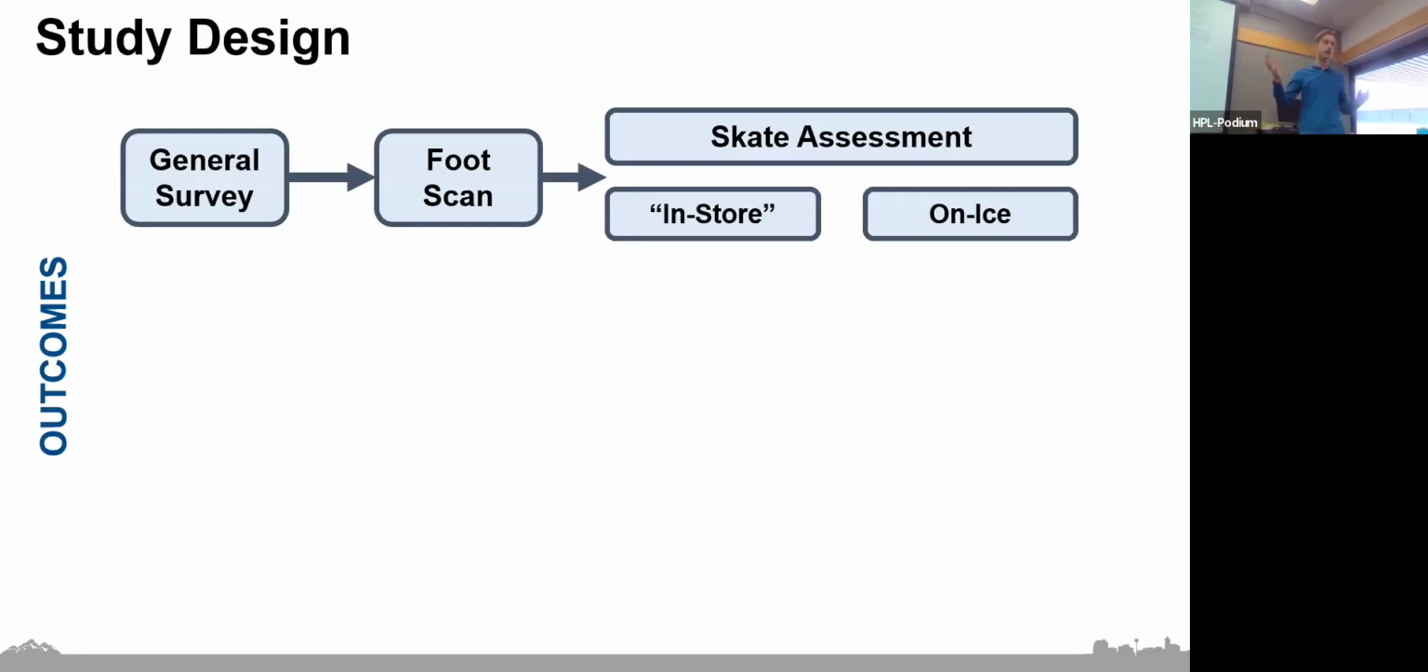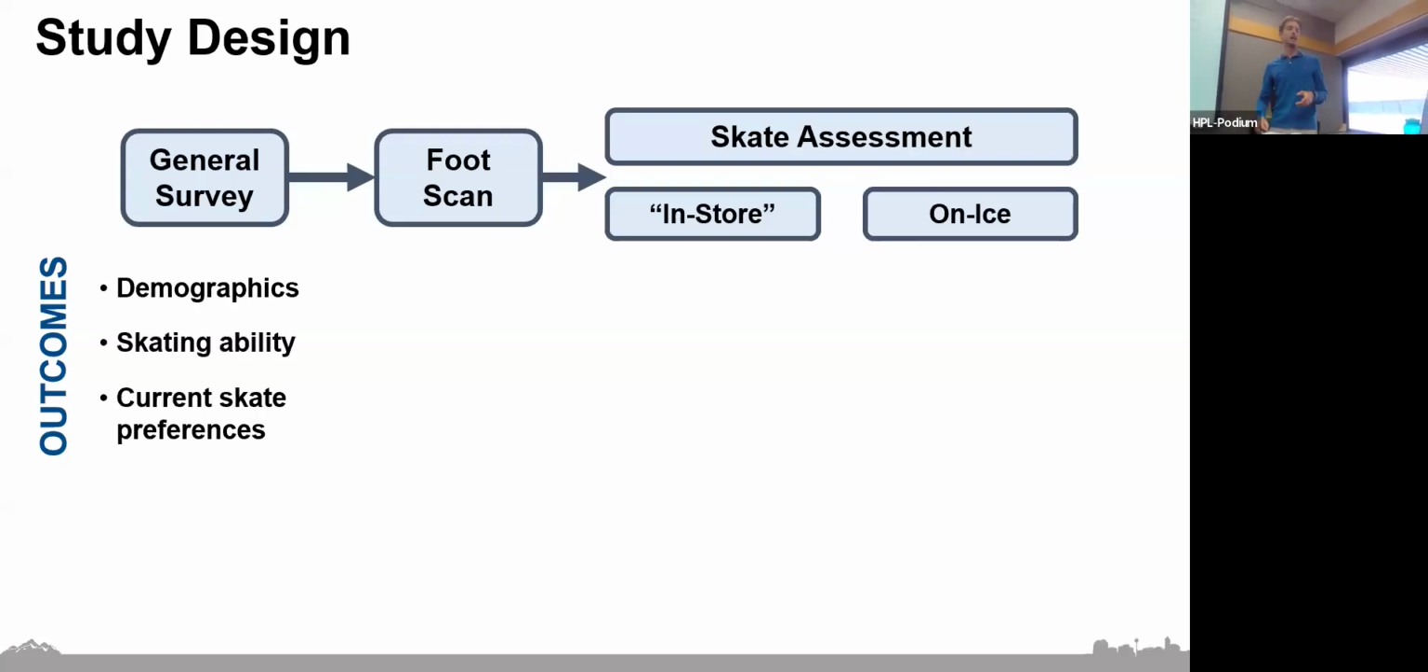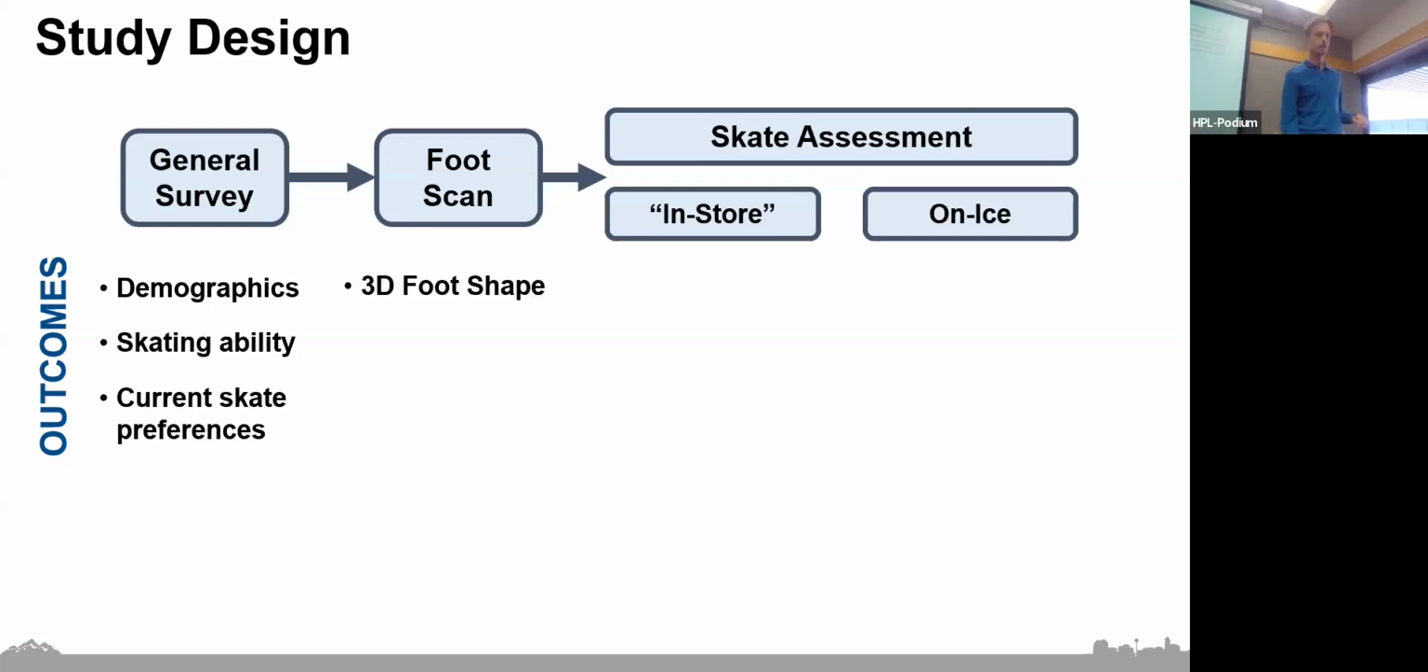They'll have a general survey. We'll take a 3D foot scan, and then they'll perform a series of skate assessments. In that general survey, we'll get their demographics data, their skating ability levels, and then their current skate preferences. And from the foot scan, we'll obviously get their 3D foot shape. And then they'll go into a series of skate assessments, both on ice and on flat ground, in sort of an in-store environment that might replicate how an individual would go and buy skates in a hockey shop.